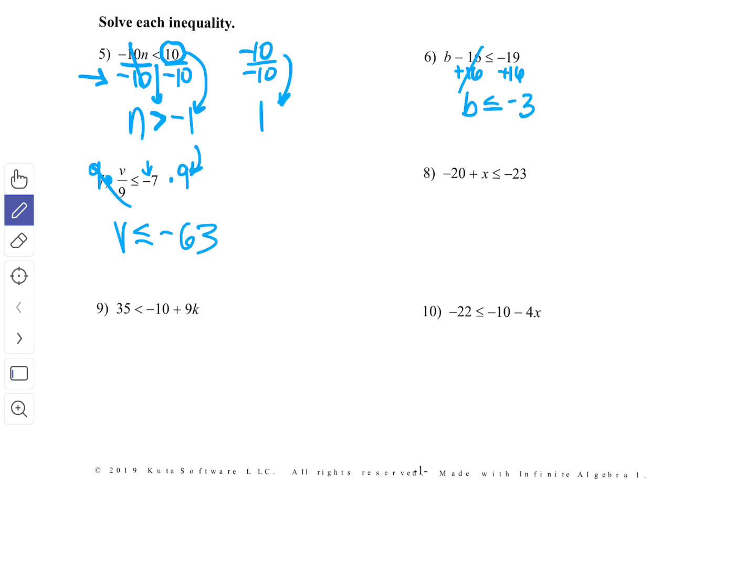Number 18, we've got a -20, so we're going to add 20 to both sides, giving us x is less than or equal to -23 plus 20, again, is -3. Okay, now we're getting a little more complex, aren't we?